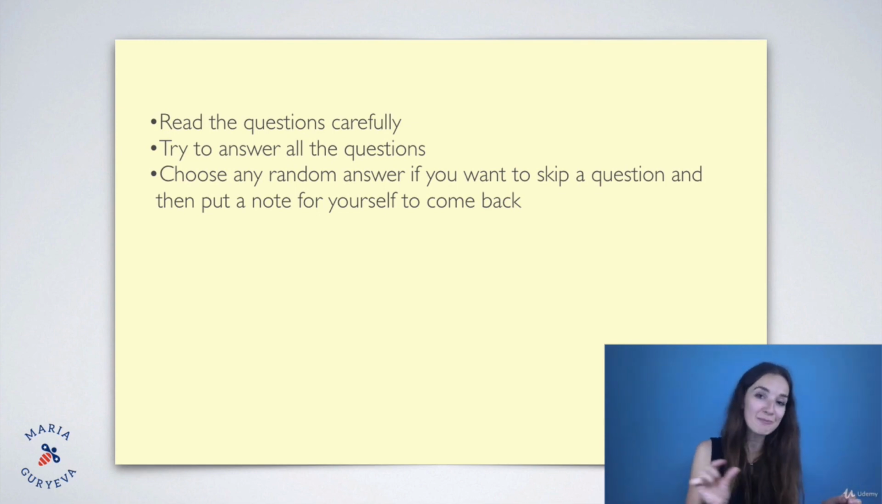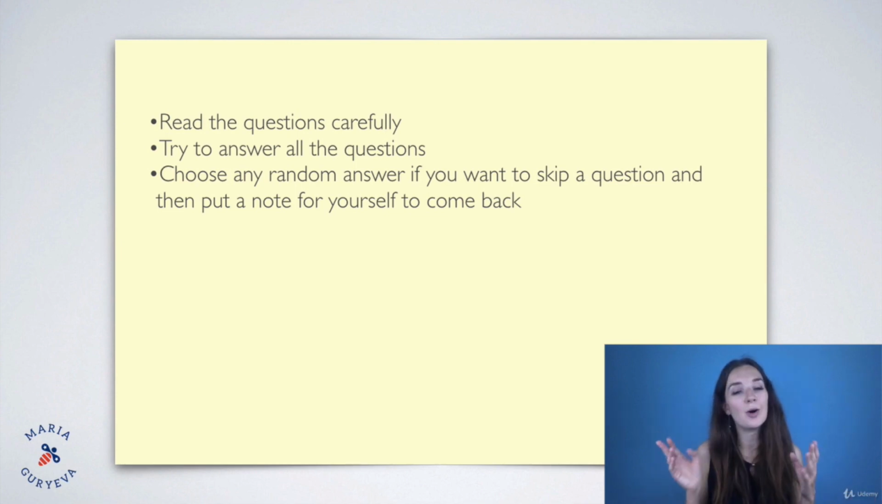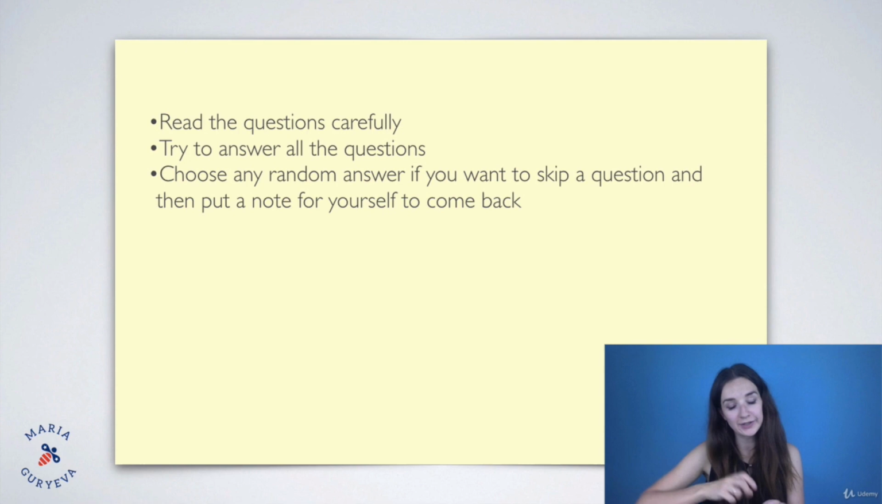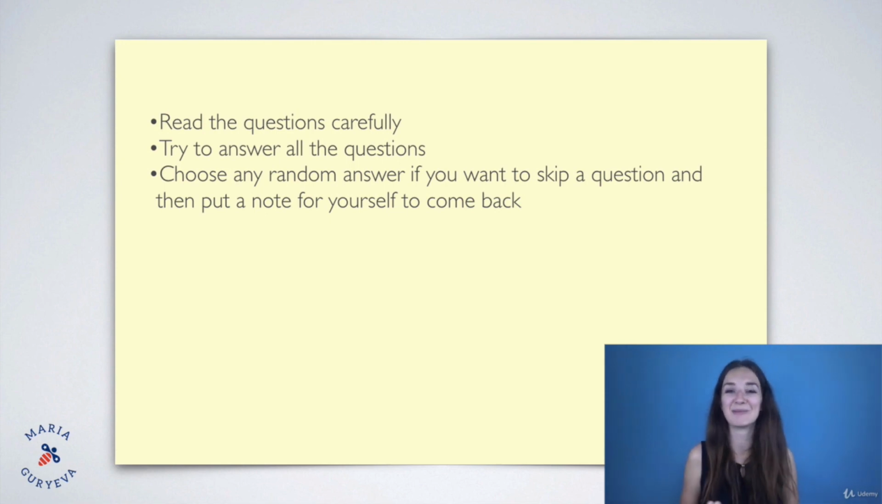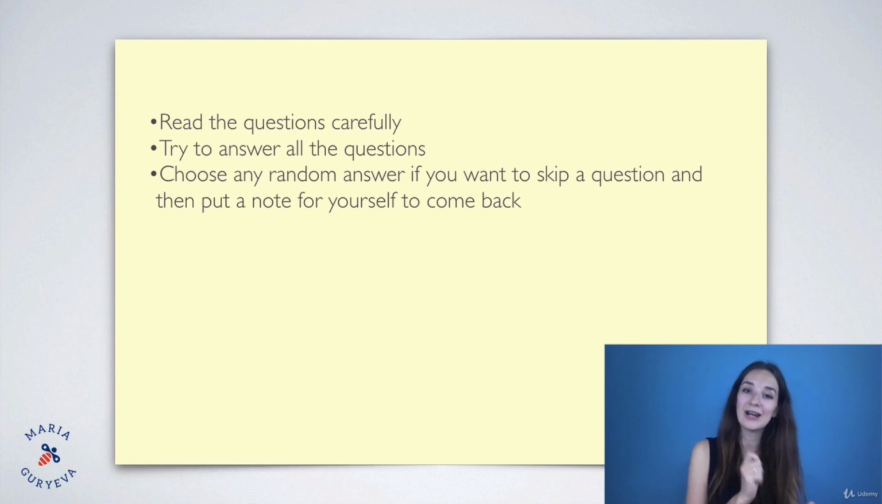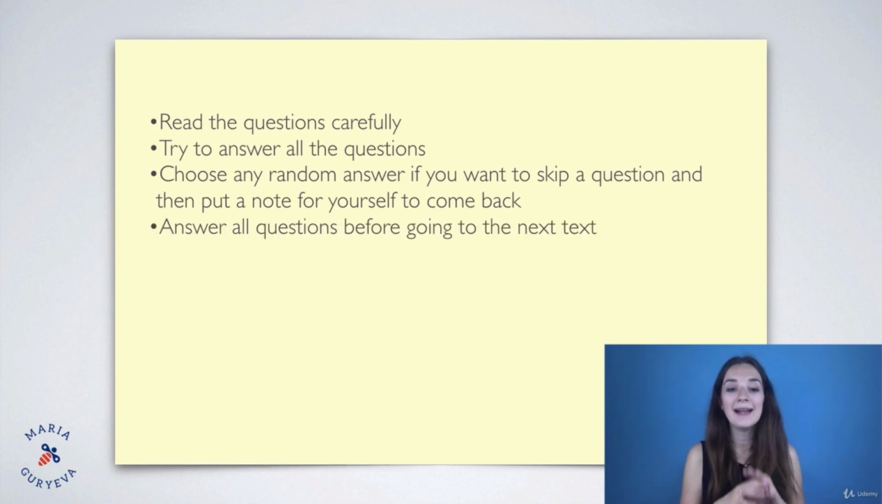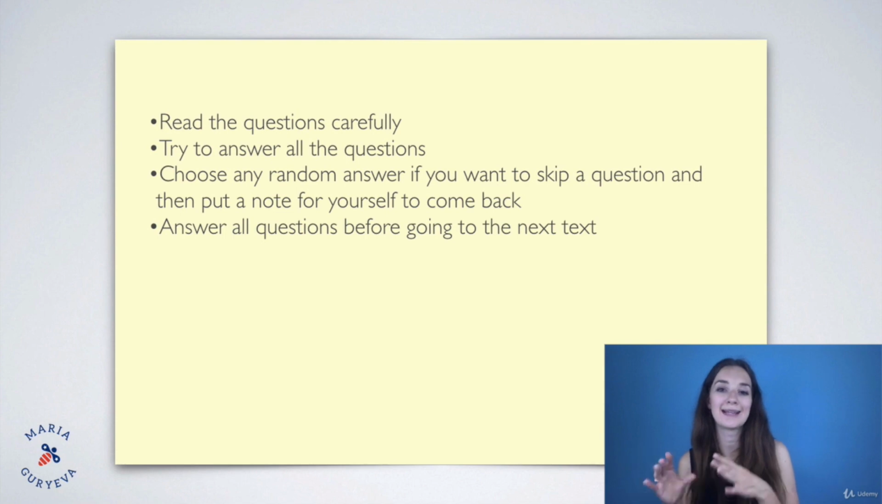At least there's a 25% chance that you guessed it. So always pick any random answer before you skip the question, and then put a note for yourself: I need to go back to question number 4. And then if you have time, you can go back and change your answer, or maybe it's the right answer, so you're just going to make sure. So go back and answer it later, but always put a random answer before you skip it. Answer all the questions before going to the next text.